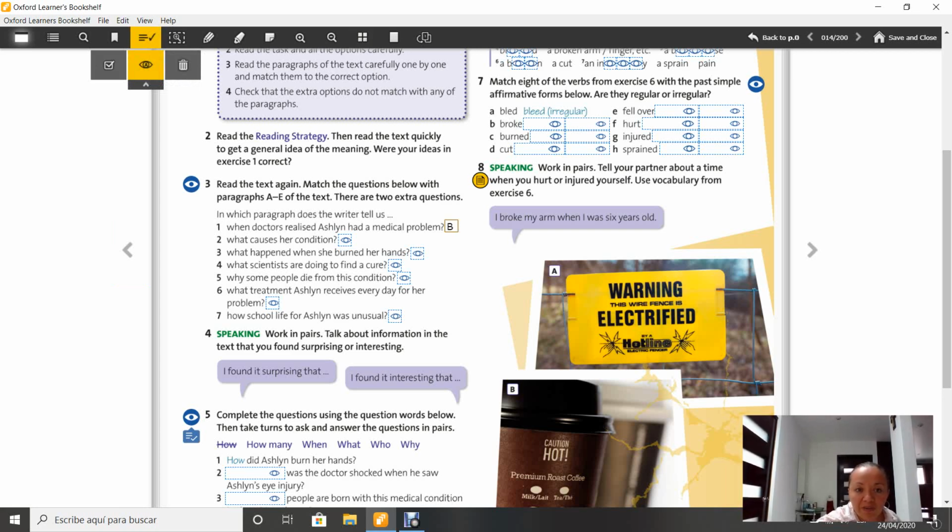And it says paragraph B. What causes her condition? E. What happened when she burned her hands? A. What scientists are doing to find a cure? It doesn't mention. It's the extra sentence. And why some people die from this condition. C. And what treatment Ashlyn receives every day for her problem. It doesn't mention. And how school life for Ashlyn was unusual.